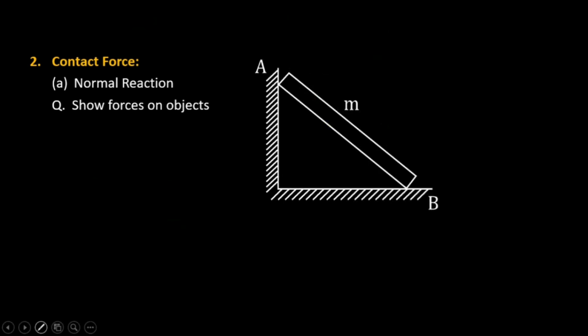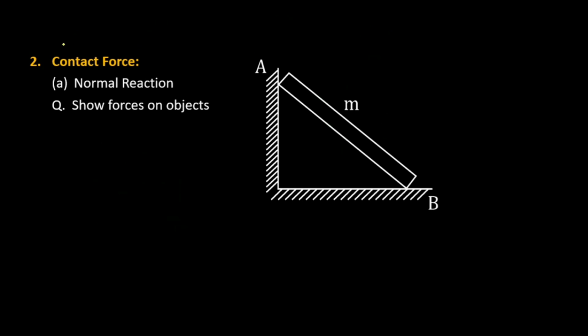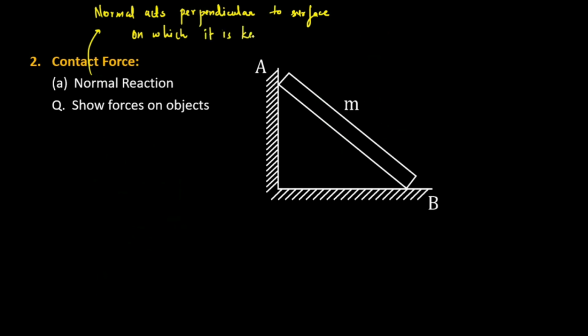Another case. Again, we have to show how normal is acting, and in order to do that, we need to understand the direction in which normal actually acts. We already talked about this: normal acts perpendicular to the surface on which it is kept. Mg acts towards the center of the earth, whereas normal is always acting perpendicular to the surface.